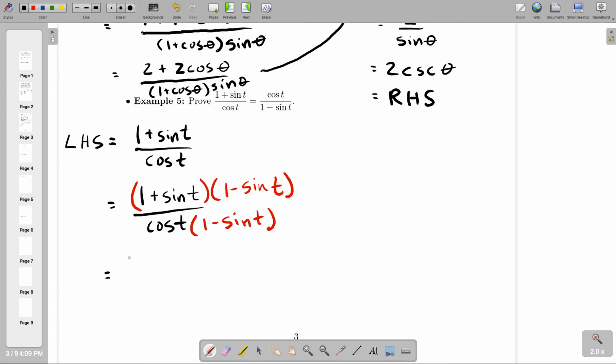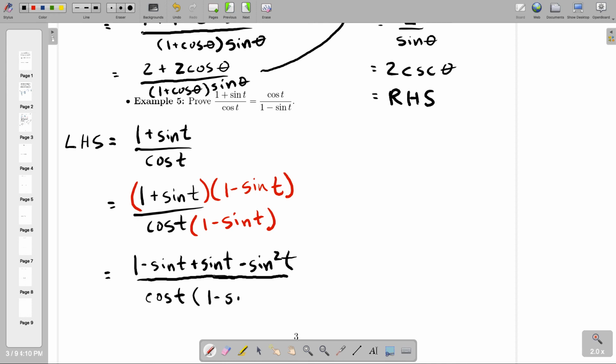All right, so on bottom here I've got that. Now ultimately I'm going to want to get rid of cosine. In order for that to happen, the only hope I have is that if I can make cosine cancel with something on top. And right now there are no cosines. So I know that what I'm going to need to do is go ahead and FOIL this out. So I'm going to have 1 times 1 is 1. The outside is minus sine t. The inside is plus sine t. That's interesting. And then we have minus sine squared t. And that is all over cosine t times 1 minus sine t.